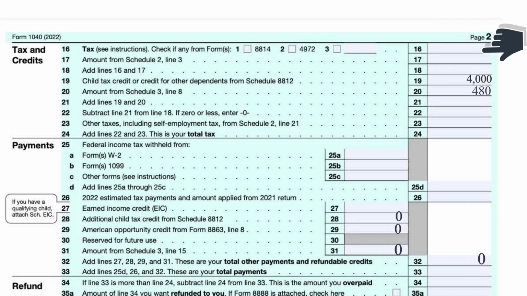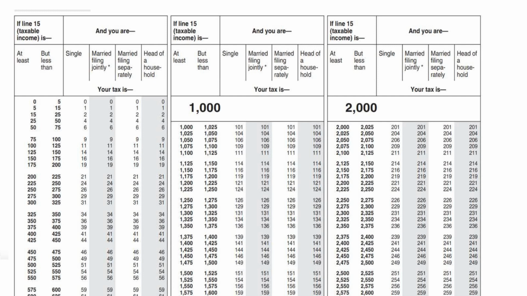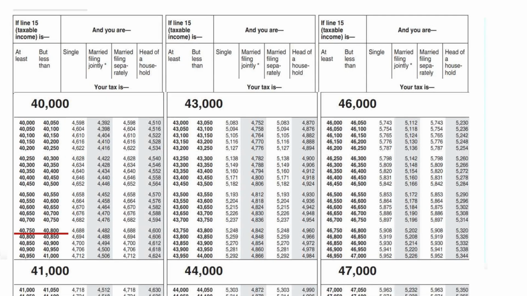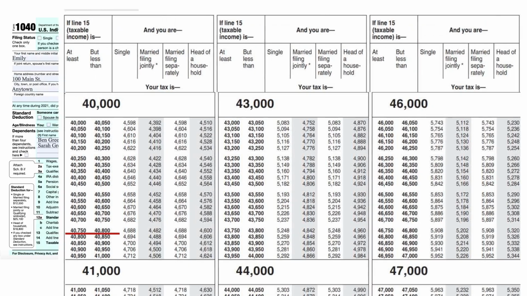The IRS provides tax tables to make it easier for certain taxpayers to figure their income tax due. A taxpayer with $100,000 or more in taxable income will not be able to use the tax tables and must use the tax computation worksheet. Based on the tax return for Emily Green that we have been filling out, her tax is $4,600, and we will enter that on line 16.